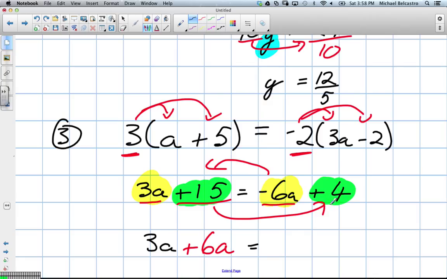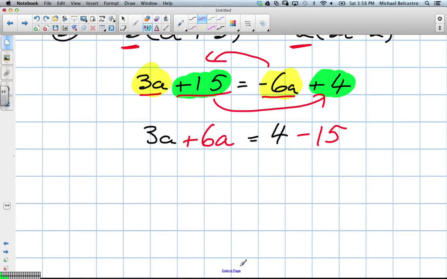Well, actually, no, because the 4 is already on this side. So the 4 stays positive. It's the 15 that becomes negative because it's the 15 we're moving. So sometimes it can get really tricky when we move in one step. Always keep in mind whatever we're moving is what changes, not the stuff that stays. So when we collect our like terms, we have 3a plus 6a. What will that give us? 9a. And 4 minus 15.